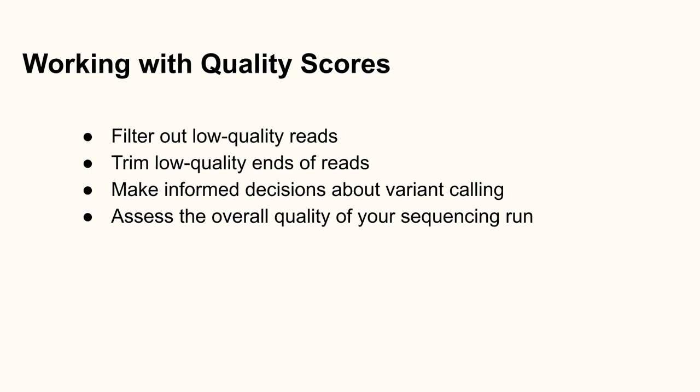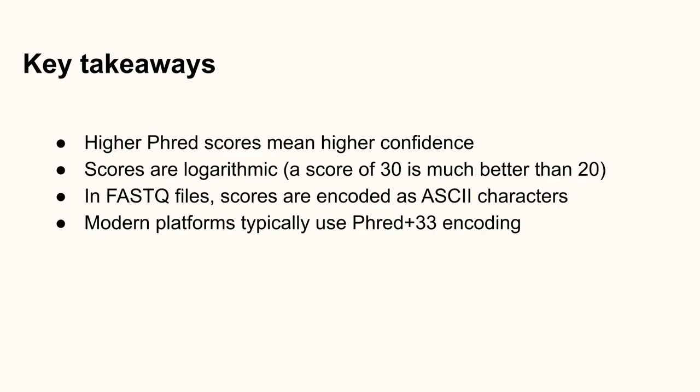When analyzing sequencing data, quality scores help you filter out low-quality reads, trim low-quality ends of reads, make informed decisions about variant calling, and assess the overall quality of your sequencing run. Many bioinformatics tools use these scores to improve the accuracy of their analyses. Understanding Phred scores is fundamental to working with sequencing data. They provide a standardized way to assess the reliability of each base call and help ensure the accuracy of downstream analyses. Remember the key points?